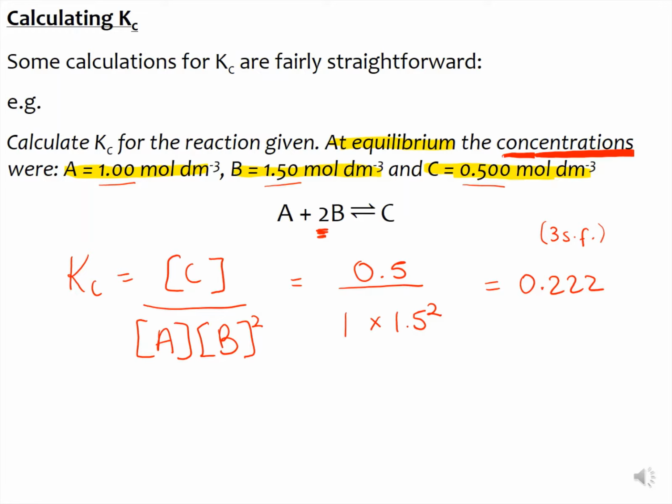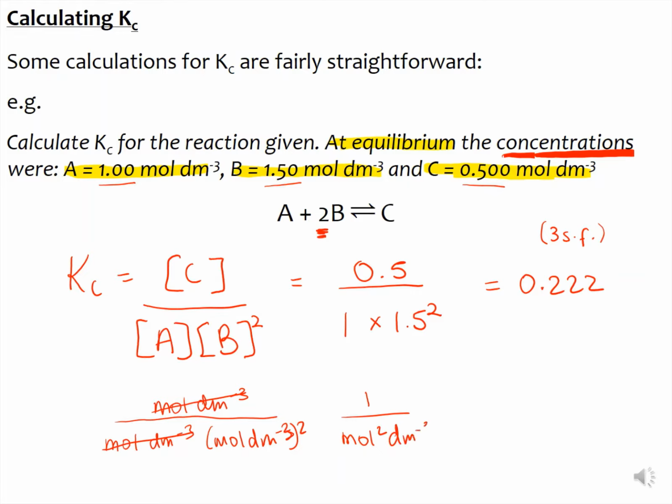Now, the other thing we have to remember is if we're looking at Kc, we do need to make sure that we've got units. Now we've got here one concentration term on the top of the calculation because we have C on the top, so we have 1 mole per decimeter cubed on the top, and on the bottom we've actually got moles per decimeter cubed for A, and then we have moles per decimeter cubed squared for B. Now the moles per decimeter cubed can cancel out one of the ones on the bottom, so we get left with 1 over moles squared dm minus 6.